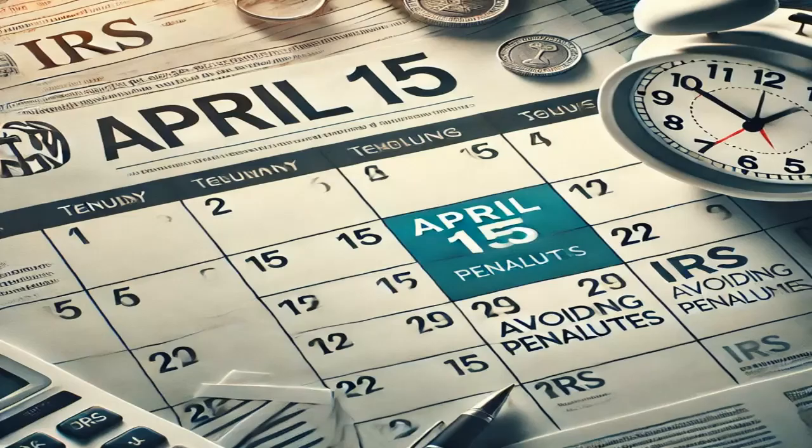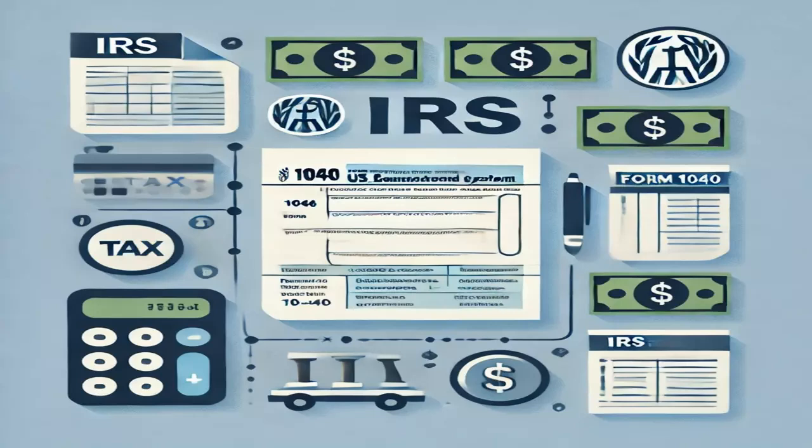One of the most important aspects of tax compliance is meeting filing deadlines. The typical deadline to file your federal income tax return is April 15, unless it falls on a weekend or holiday. Extensions can be requested, but failing to file on time can result in penalties. The IRS imposes both late filing and payment penalties, so it's crucial to submit your return on time, even if you can't pay the full amount right away.